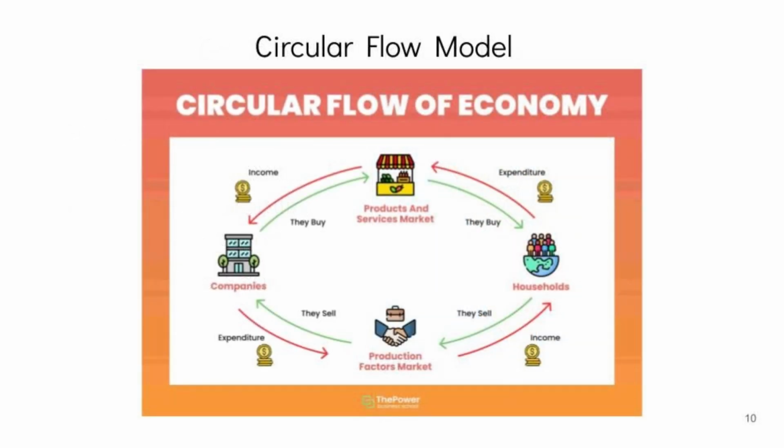The circular flow model is a simple way to understand how money and resources move through an economy. Imagine it as a cycle with two main groups: households, or people, and businesses. Here's how it works. Households provide businesses with resources like labor. When you go to work, you're giving your time and skills to a business.